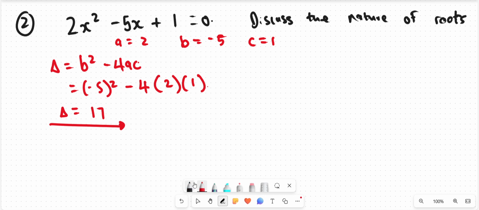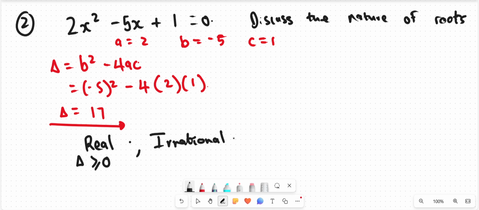So what does that tell me? First of all, the fact that it's a positive number tells me that this is real. And again, how do I know? The discriminant is greater than or equal to 0. That's real. Then is it rational or irrational? That is not a perfect square, so it tells me that these are irrational roots. How? Because the discriminant is not equal to a perfect square, or rather it's equal to a non-perfect square.